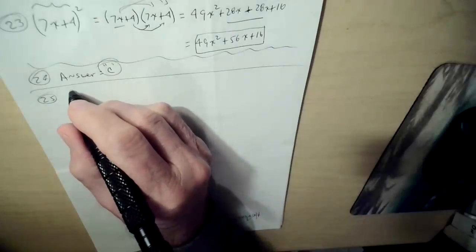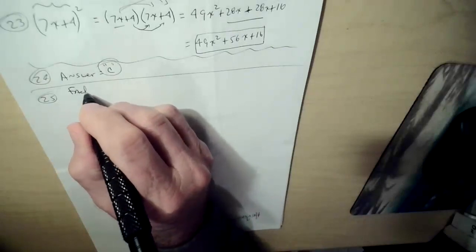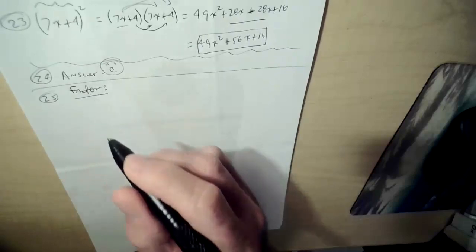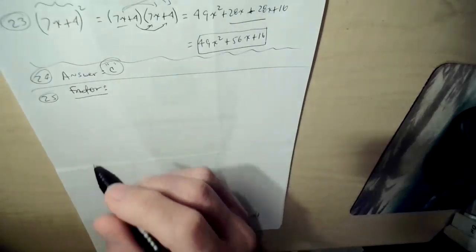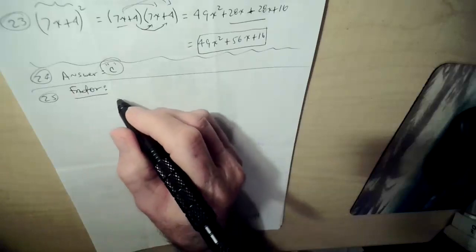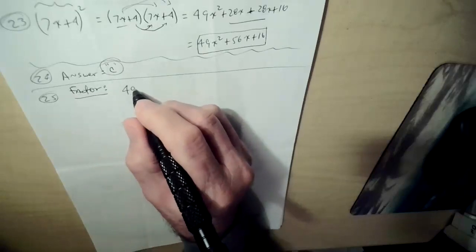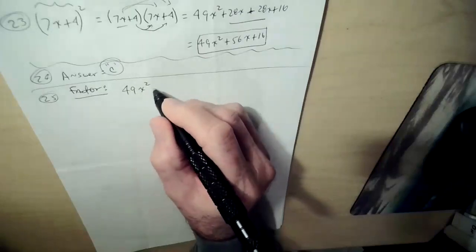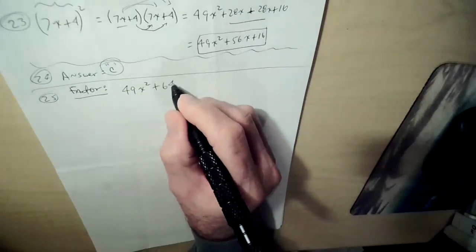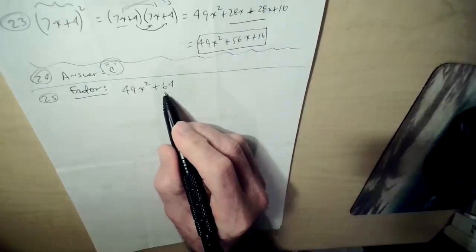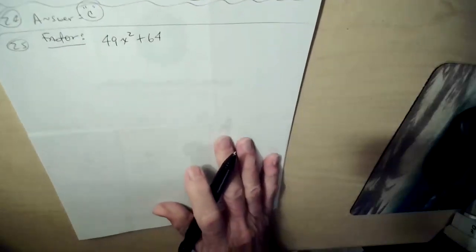Okay. So what do we have here? Factoring. They want you to factor all this misery. So if we have, get this one if you're so doggone smart, 49x squared plus 64. Now what do we have here?